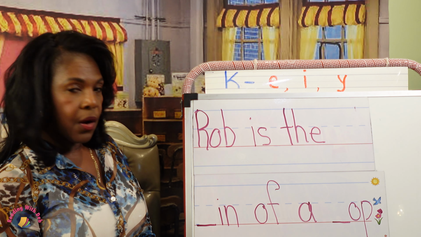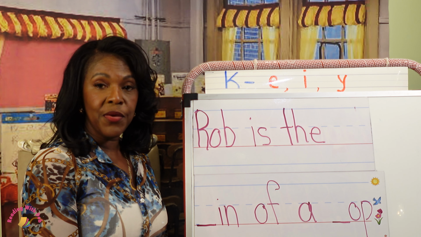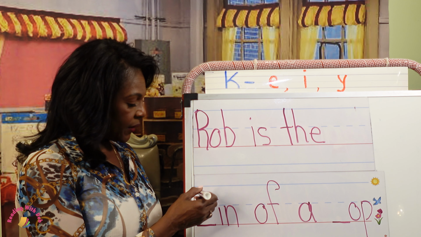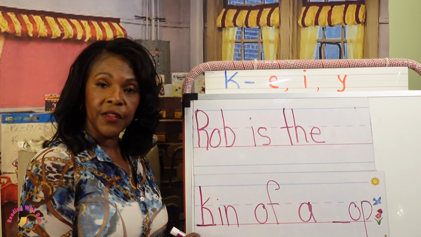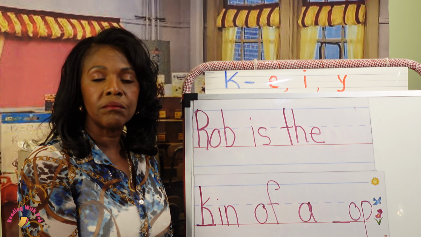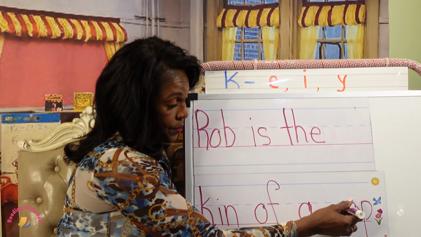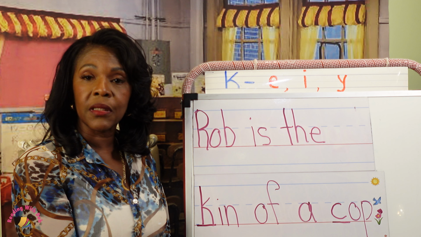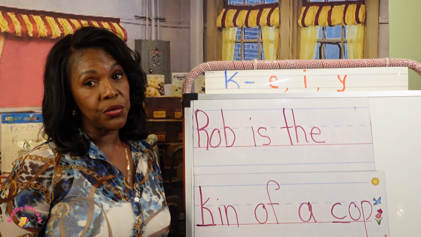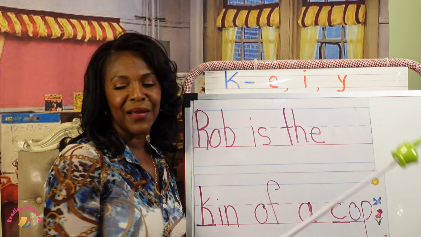Now, what letter did you use for the word kin? Kin, remember we said is a relative or family member, right? So here we're going to put the letter K because after the K sound is the letter I. And for the second word, cop, did you put C or K? It should be C because after the K sound is the letter O. And we just learned that we use K before the letters E, I, or Y.